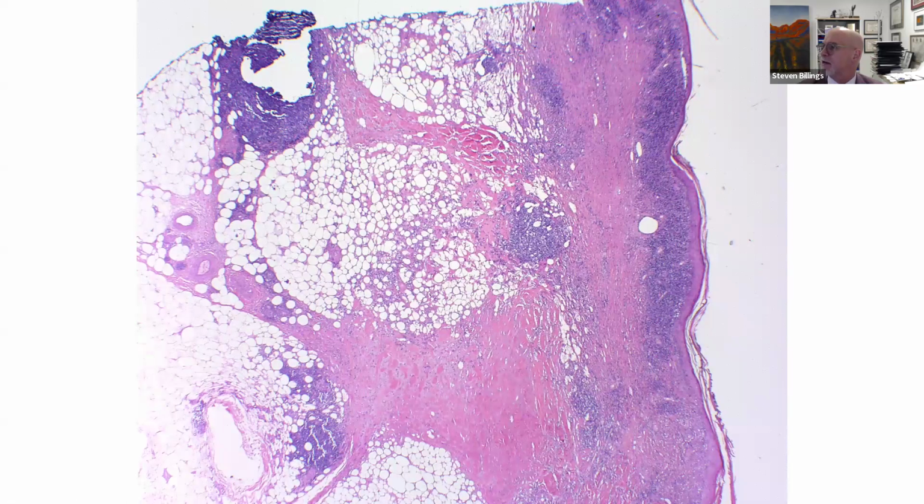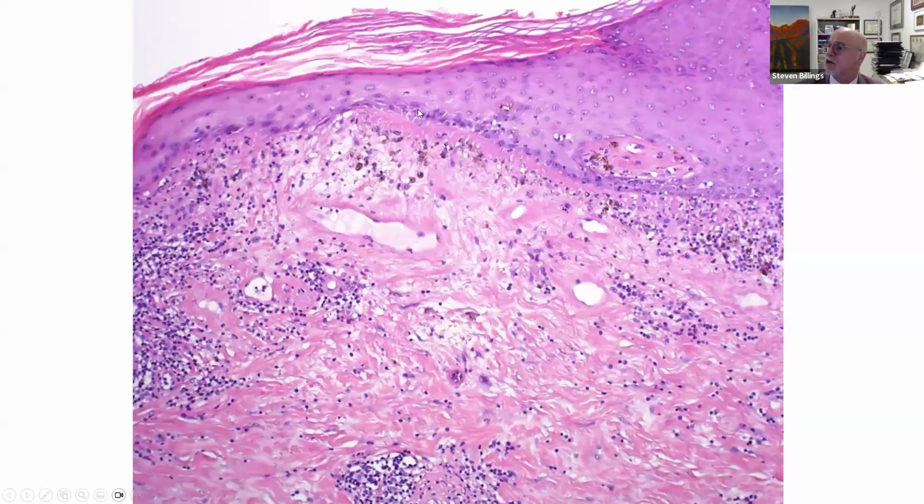Here's a case of lupus paniculitis. You can see that we have some interface change up in the epidermis, so it has some features of lupus, discoid lupus here. But notice we have this sort of mixed septal and lobular paniculitis with these lymphoid aggregates, and you can start to see that hyaline sclerosis of the fat. Just to show you the coexisting features of lupus erythematosus.